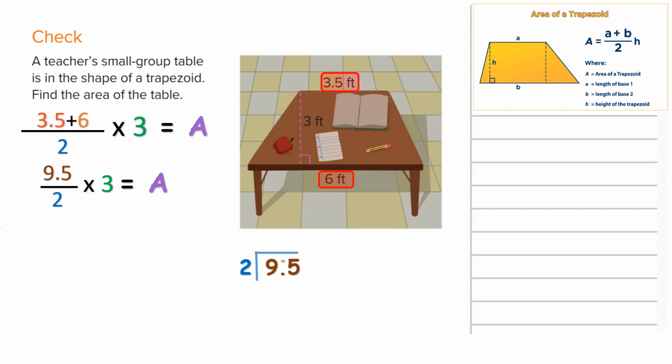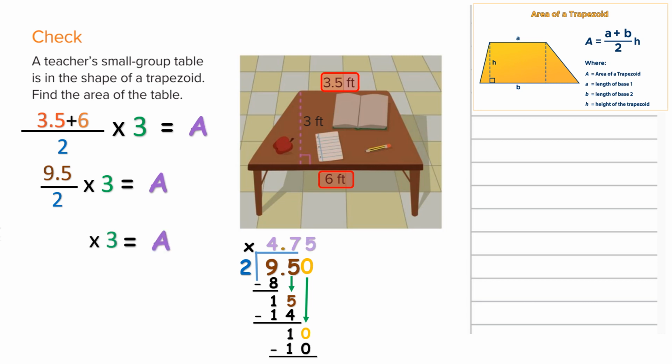And 9.5, raising that decimal, 2 goes into 9 4 times, which is 8. I have 1 left over, bring down my 5. 2 goes into 15 7 times, because 7 times 2 is 14. I have 1 remainder. Well, once again, I have to add my 0 and bring it down, and then 2 goes into 10 5 times. So what I have is 4.75 times the 3, and then I'm going to simply multiply those.